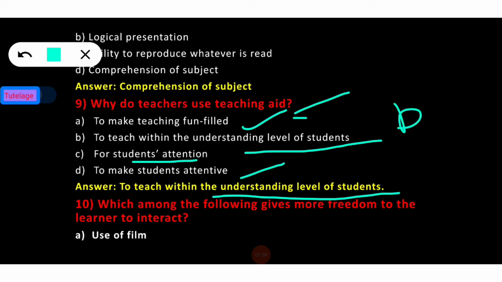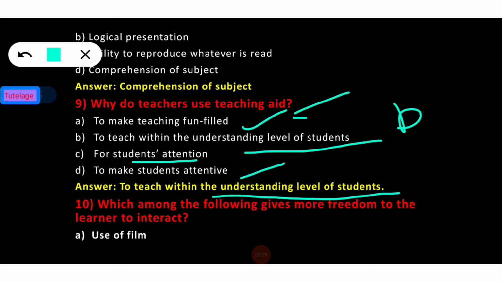So why do teachers use teaching aids? Teachers use teaching aids because it helps to teach within the understanding level of students. I think this is clear. So now move on to the next question.